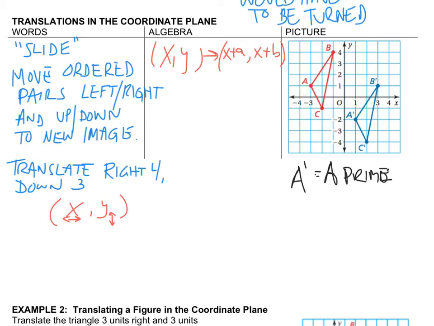So how do I do one of these? We look back over here and we say translate right 4, down 3. If I go to each of the points on my triangle, the directions just said 1, 2, 3, 4 to the right, 1, 2, 3 down, and notice now I have A prime. If I go to B, right 4, 1, 2, 3, 4, down 3, 1, 2, 3, there's B prime. And then for C prime, 1, 2, 3, 4 to the right, 1, 2, 3, down.